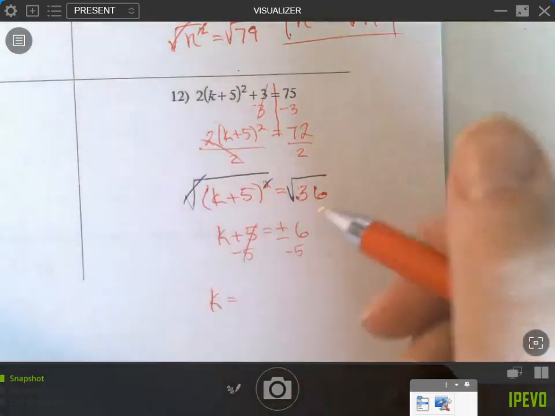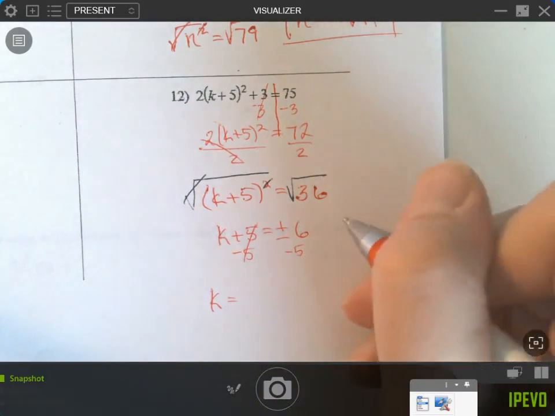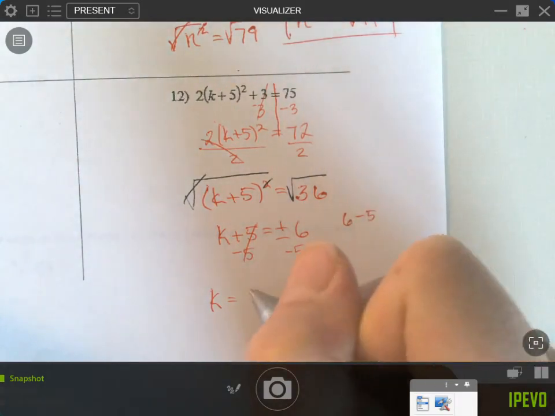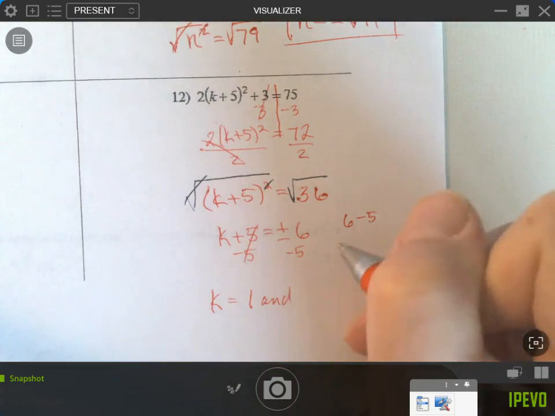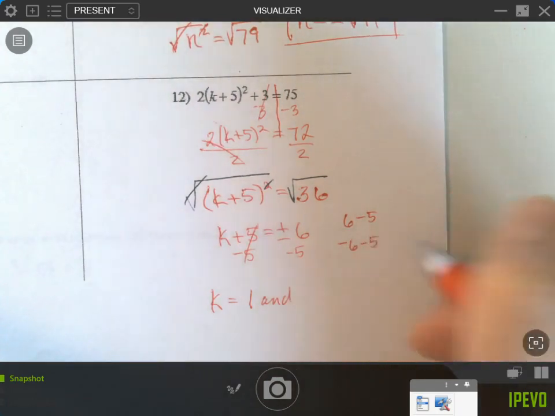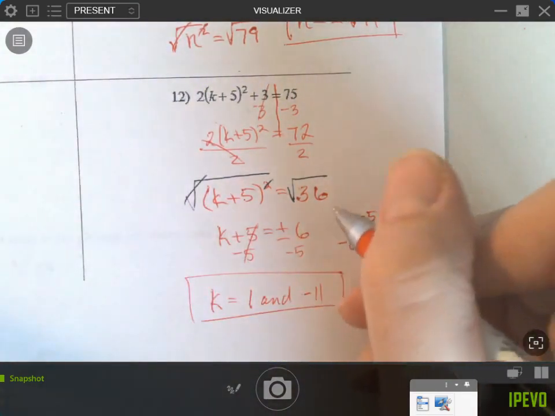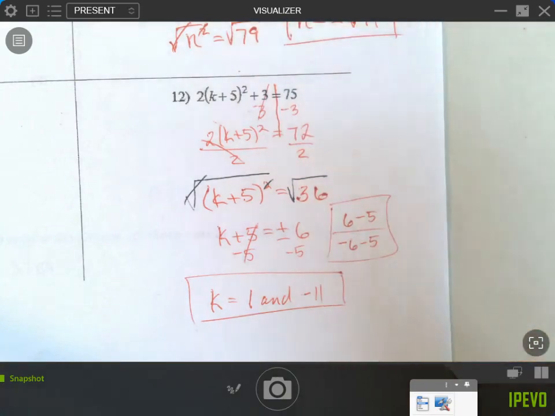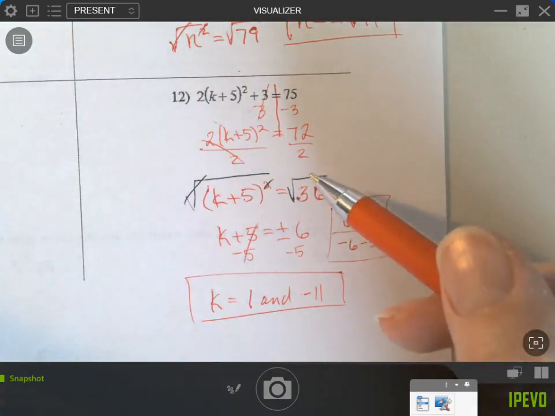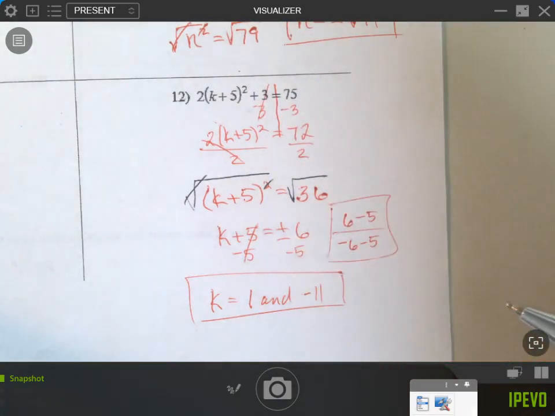The first one is 6 minus 5, which is what? Which is positive 1, but what else do I have? Negative 6 minus 5, which would be negative 11. So we have two different answers here. So be careful. That's the square root. That's the plus or minus right after it.